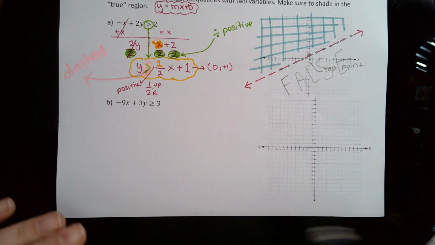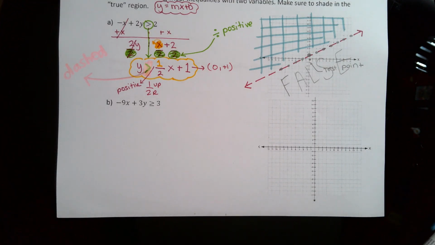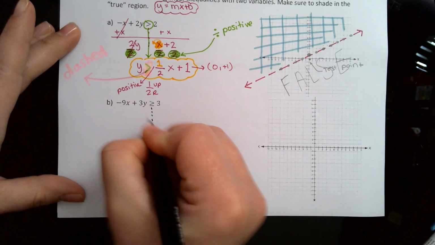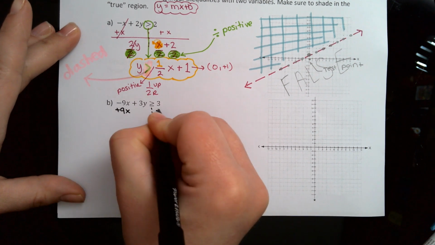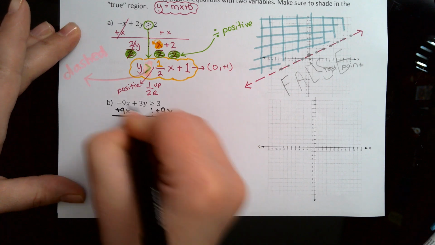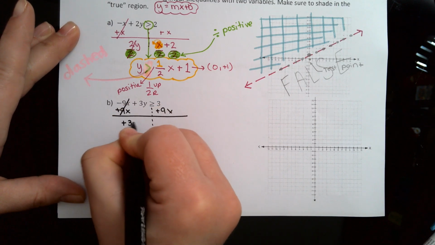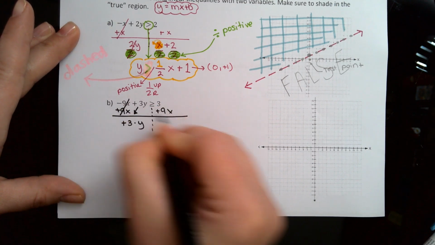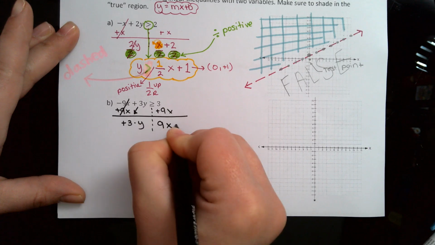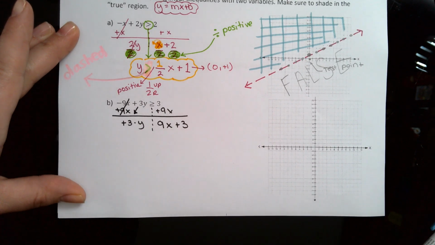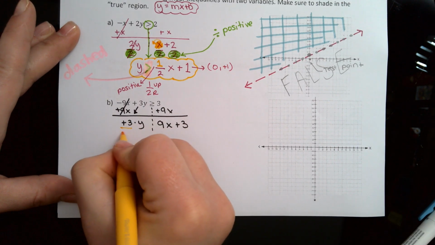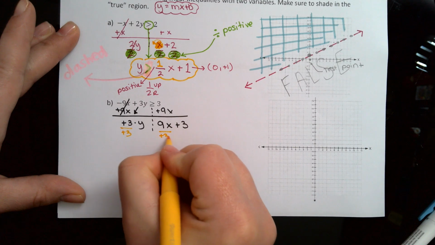For B, we're going to start off the same. We're going to write this out as slope intercept form, dotted line. We're going to add 9x to both sides. Bring down the positive 3 times y. Here we have positive 9x plus 3. We're going to divide by 3, positive, on every single 3.